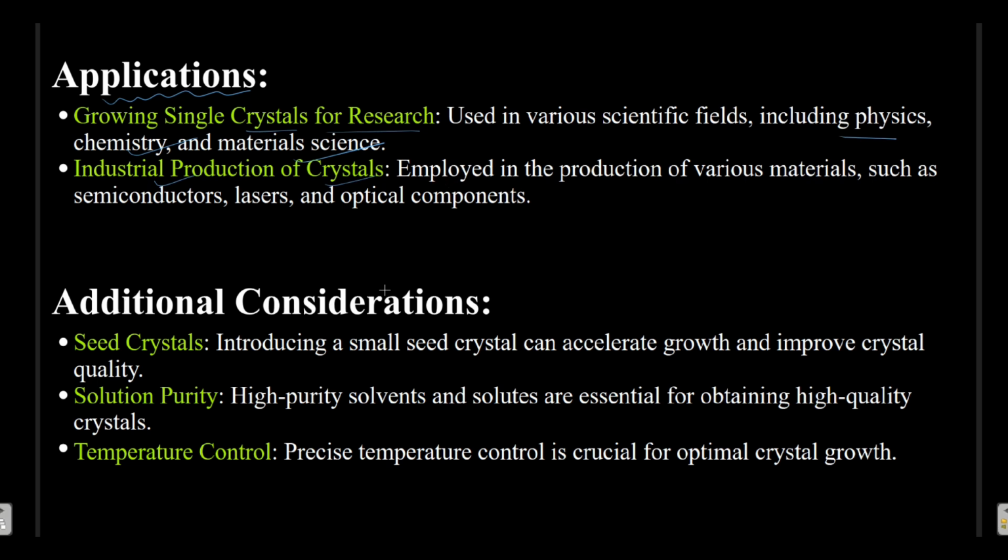Now, additional considerations can be taken, such as a seed crystal. Introducing a small seed crystal can accelerate the growth and improve crystal quality. Now, solution purity. High purity solvents and solutes are essential for obtaining high quality crystals. Now, temperature control. Precise temperature control is crucial for optimal crystal growth. So, these are some of the additional considerations that should be taken. I hope you understood about this method.